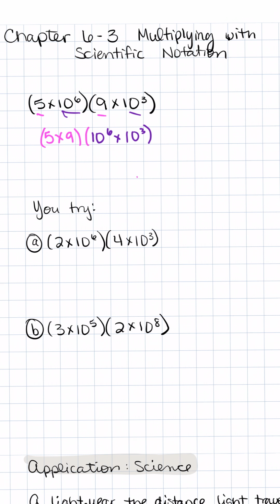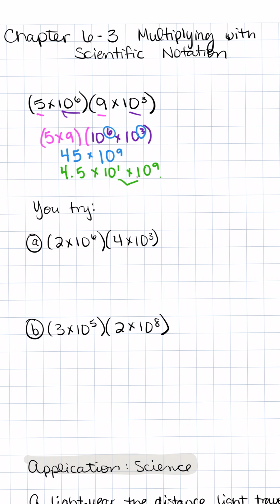So now we're actually going to multiply these two together. 5 times 9 equals 45. And then using what we learned in 6-2, we are going to multiply this times 10, and then we're adding the exponents together. 6 plus 3 equals 9. So now we can take 45 and put it into scientific notation. So we want to turn this into 4.5 times 10 to the 1st power, and then we're going to multiply that times 10 to the 9th power.